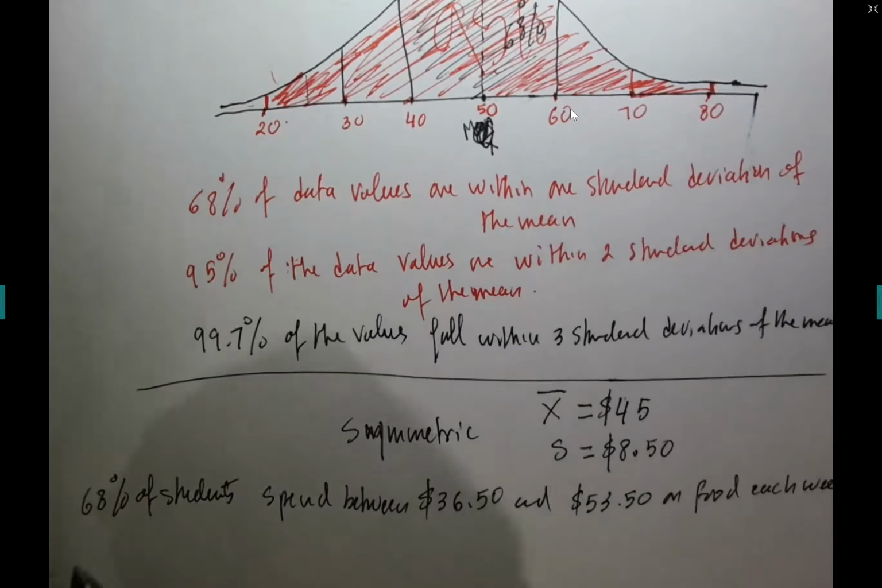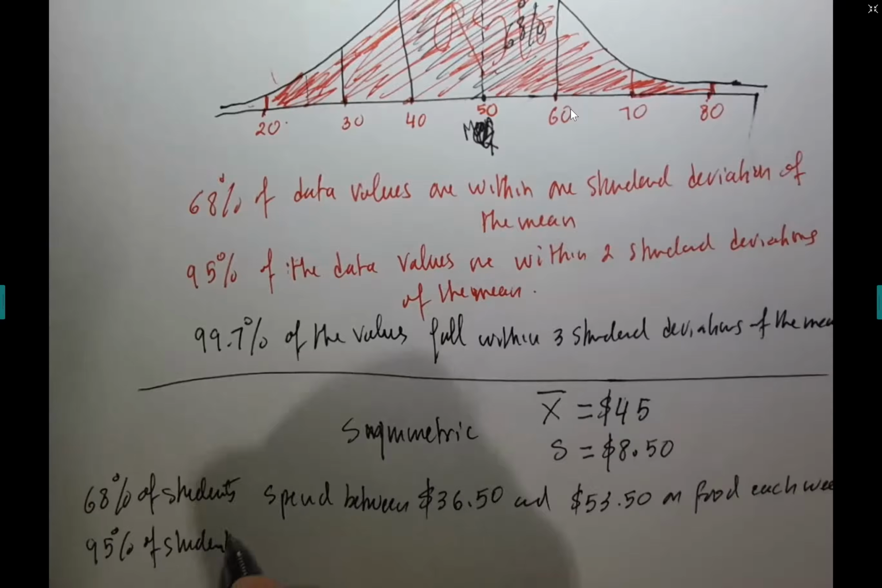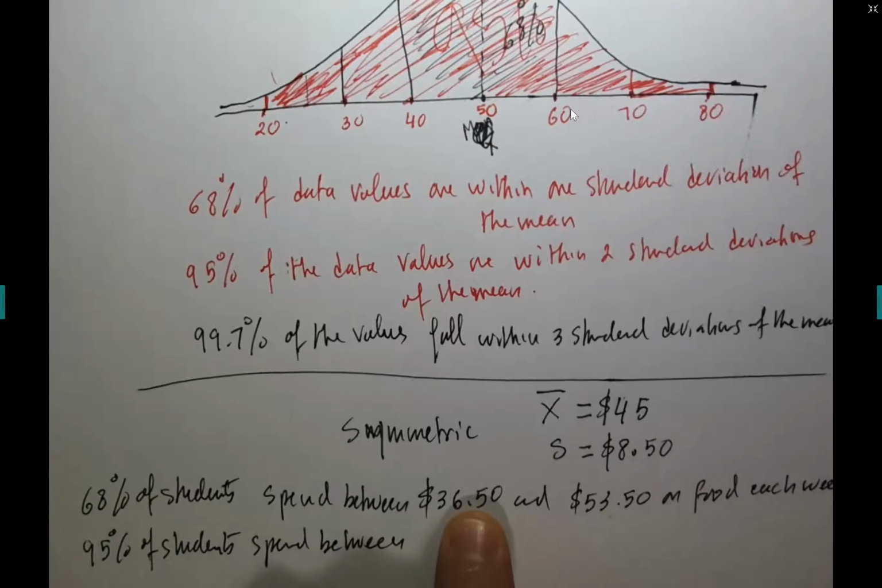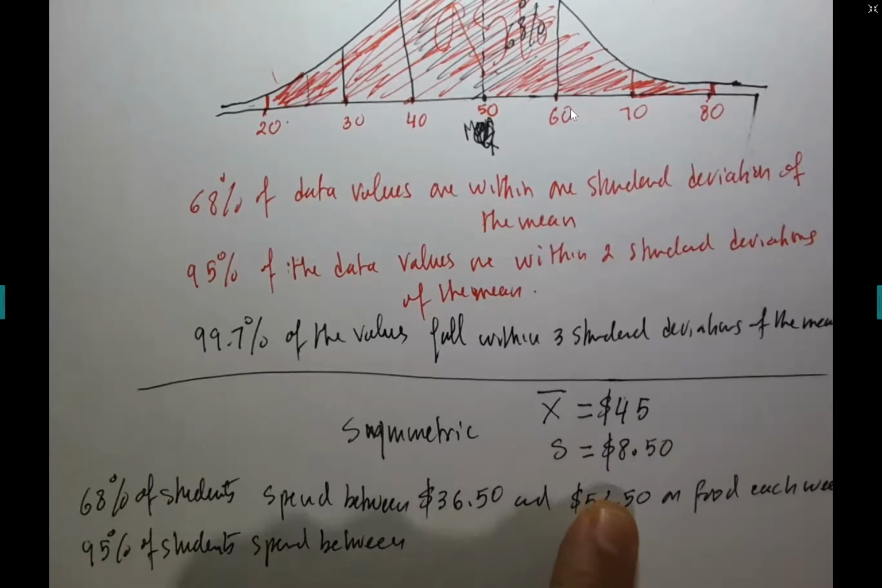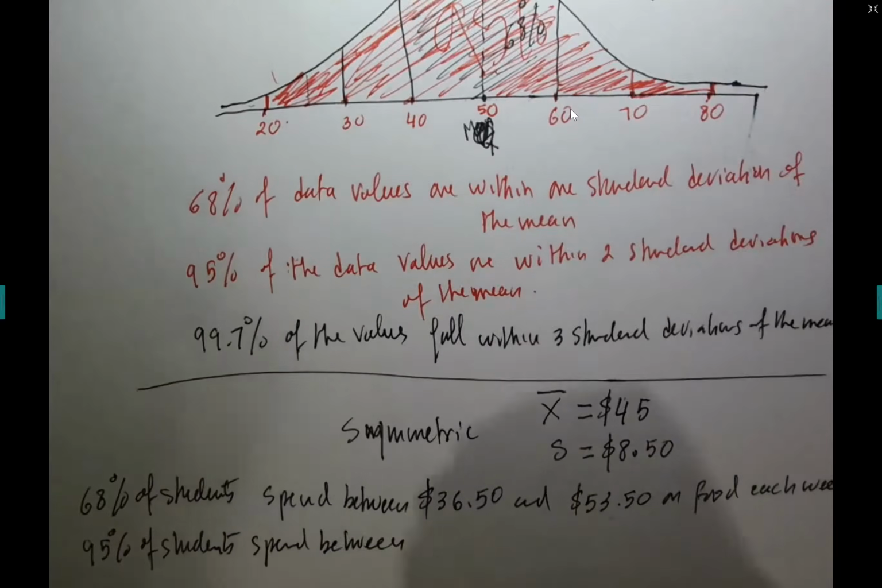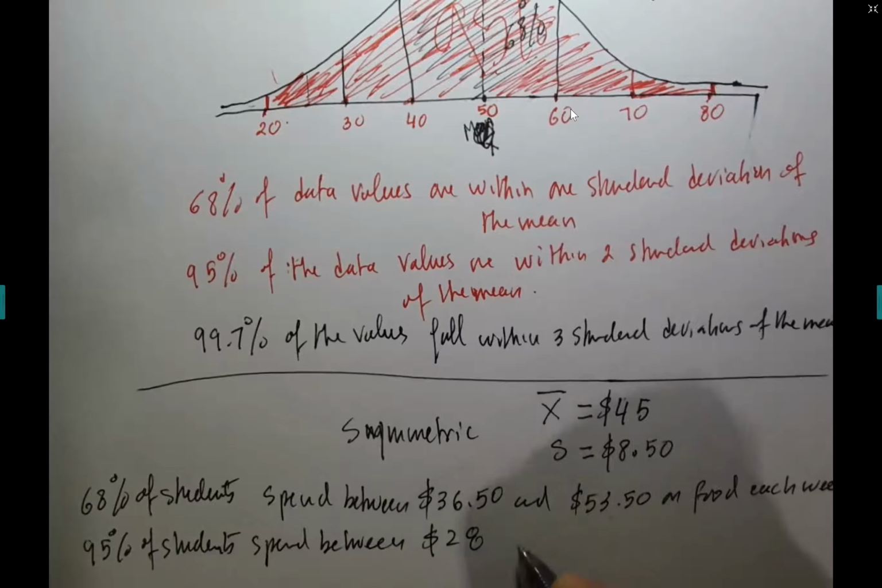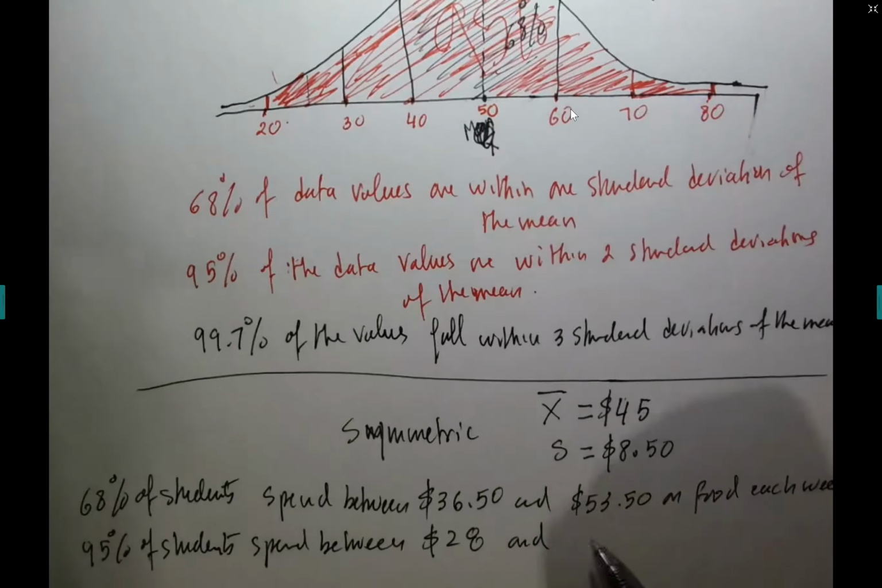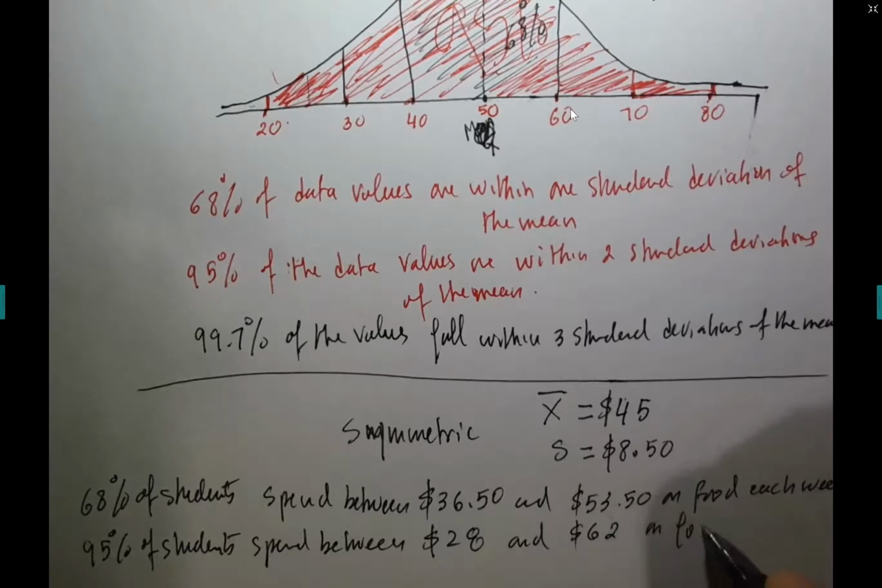Now I want to do a conclusion for the 95% of students. Spend between... what are we going to do with those two numbers, guys? We're going to subtract another standard deviation from this and add a standard deviation for that. So 36.5 minus 8.5 is $28. And 53.50 plus 8.50 is $62 on food each week.